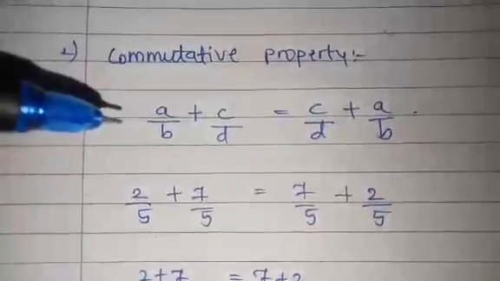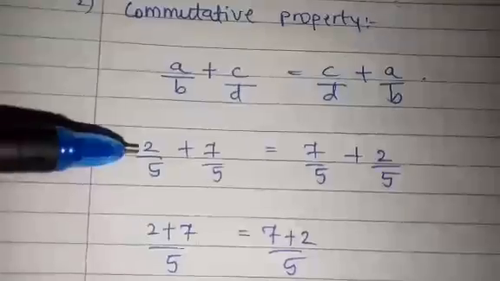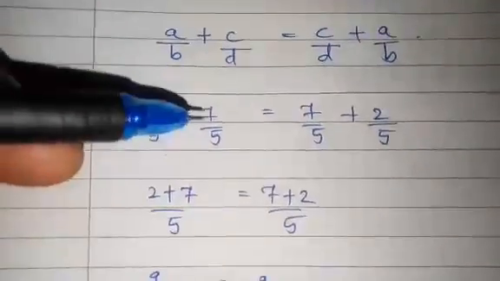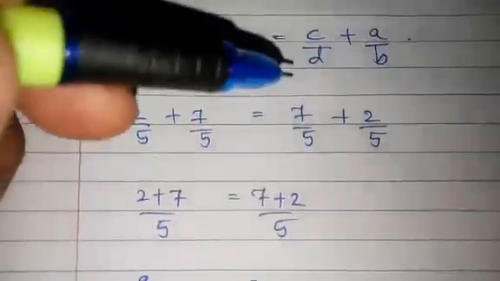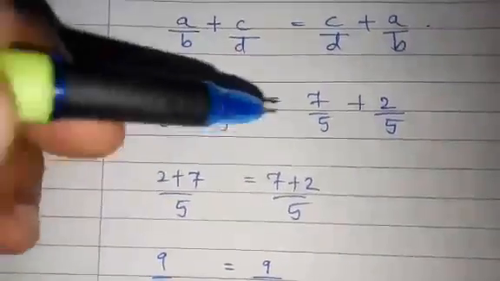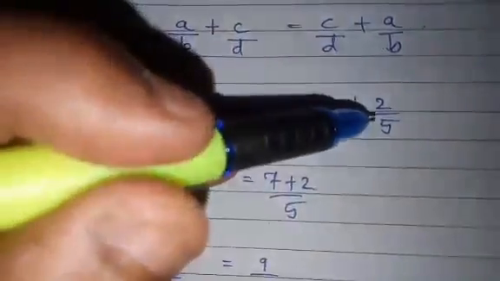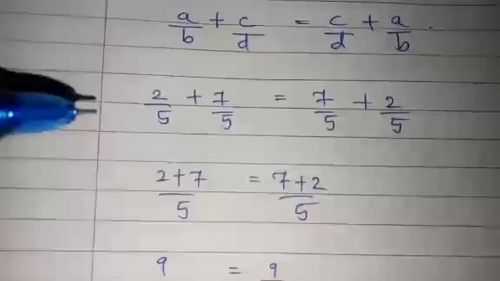Let us check whether it is valid for addition of rational numbers or not. Suppose I am taking a rational number, that is 2 upon 5 plus 7 upon 5. On the right hand side, here I am putting c upon d first, because here c upon d was 7 upon 5, so I am putting 7 upon 5 over here, and a upon b I am putting at the back side, that is 2 upon 5 at the back side.